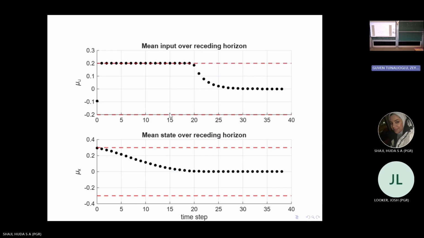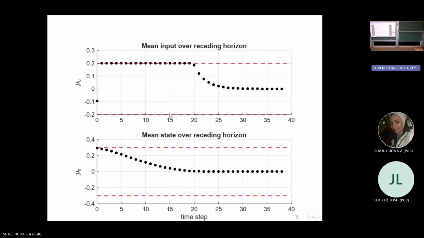This is the result that we got from our numerical solution. So first of all, here we have the mean input, and here the mean state. The expected value for the input, the expected value for the state. These are the hard constraints that we force for the mean input and mean state. And we can see here our goal that we want to reach, mean zero. So we are reaching mean zero, and we are following the constraints.